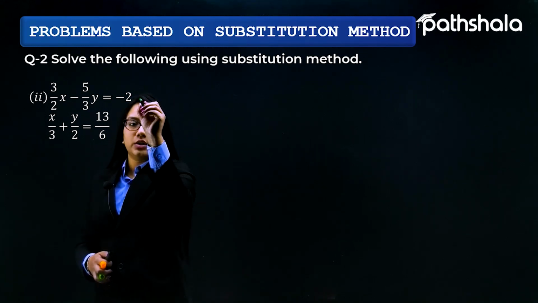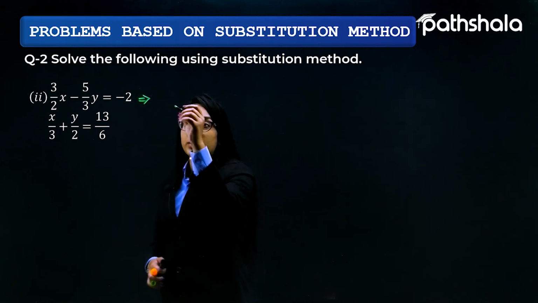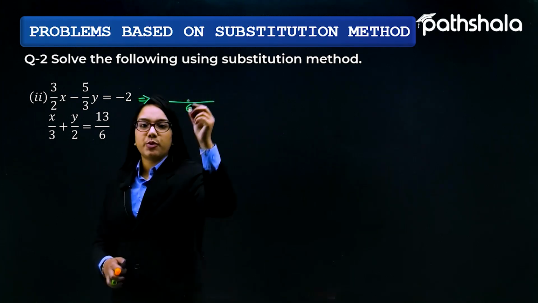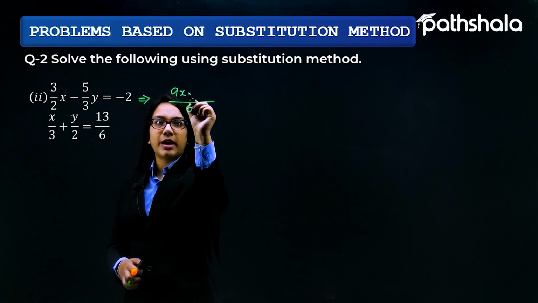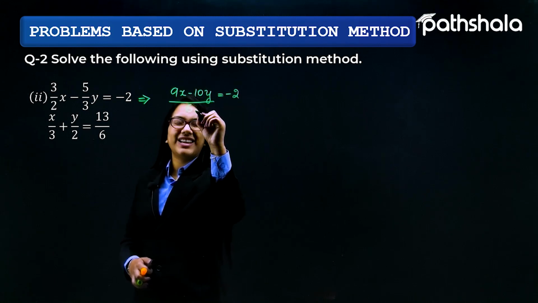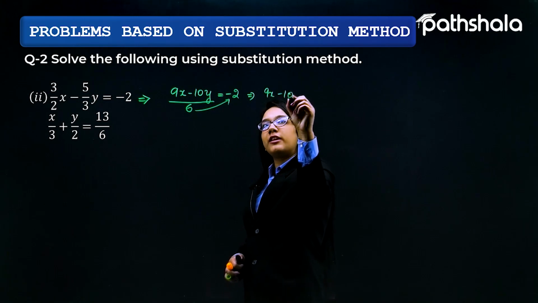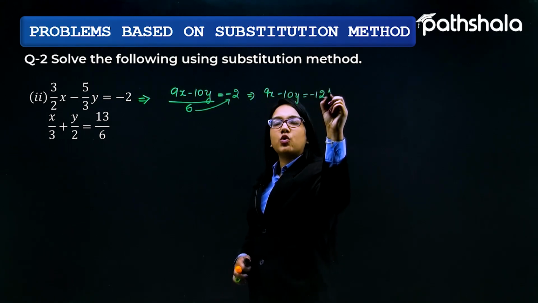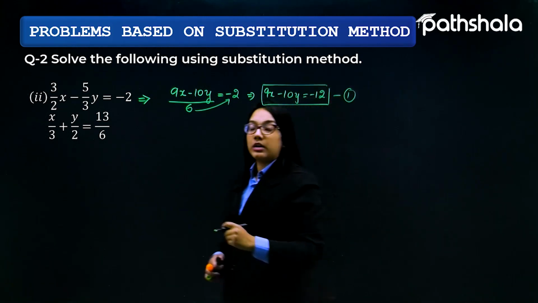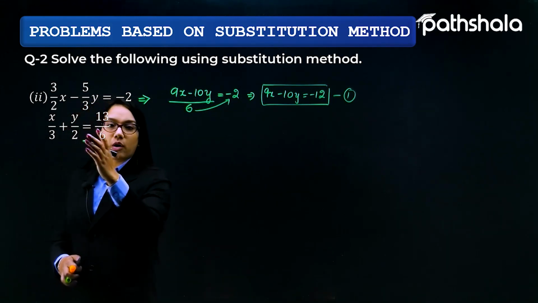If I solve it further, let us take the LCM on the LHS. We have 2 and 3, so the LCM would be 6. So it must be of the form 3 into 3 is 9 of x minus 10 of y, which is equal to -2. If I take 6 onto the other side, the equation is of the form 9x - 10y = -12. I am calling this the very first equation of mine, which I will solve further using the substitution method. Now let's talk about the second one.